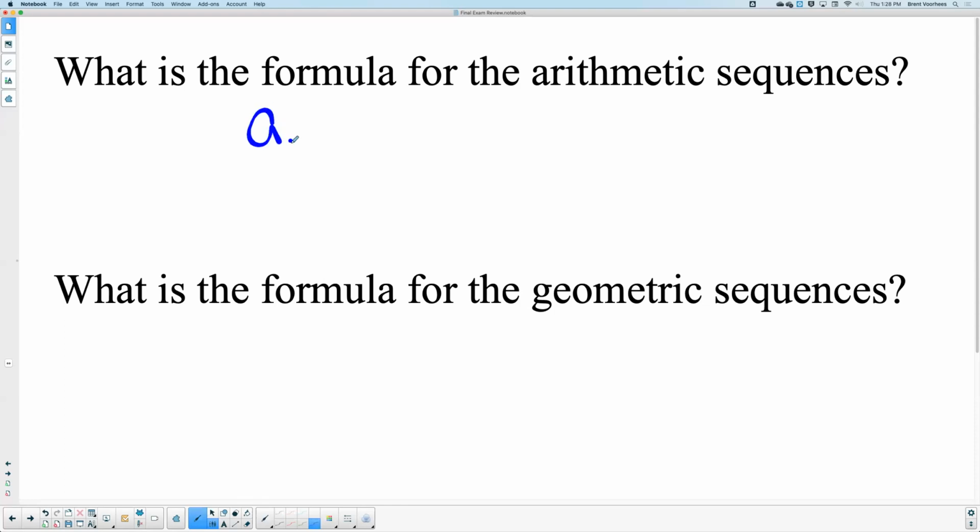It's a_n, which means to find any term, you start with the initial term or the earliest term, which, what do we use for that symbol? a_k. Because these are adding, you can plus d times (n minus k). There's the formula.